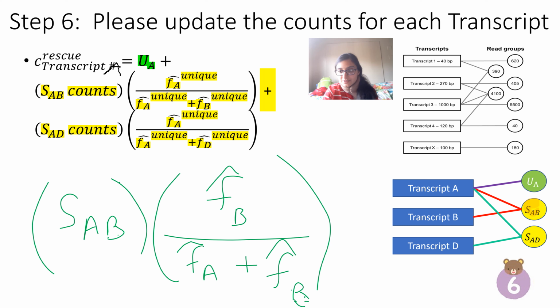And maybe A gets a huge chunk of this. Maybe this is the part that A gets, maybe a lot. And then B gets the rest of it. All that remaining yellow is left for B to take. But that's sort of how you will divide up these read groups.